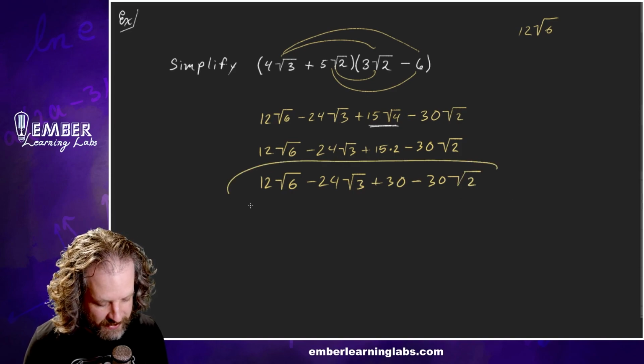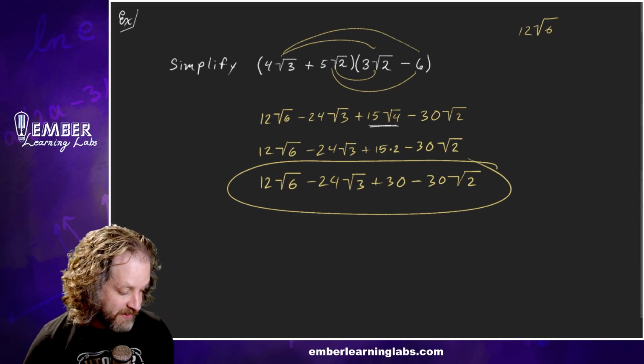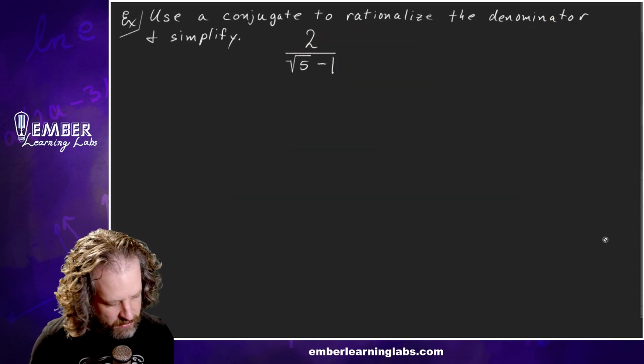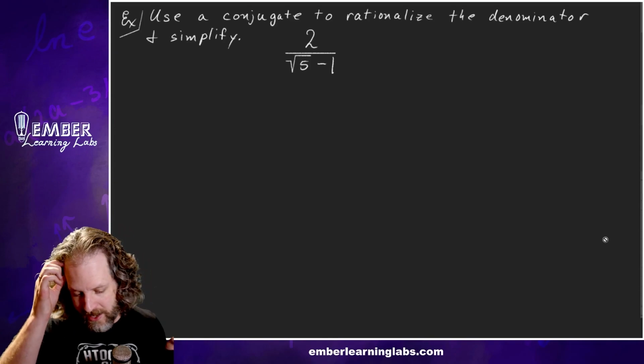And that's as simple as it gets because there aren't any like terms. Great. One more problem. This one is actually not so bad, so let's make it so. Woo. All right. So we're going to use a conjugate to rationalize the denominator and simplify.